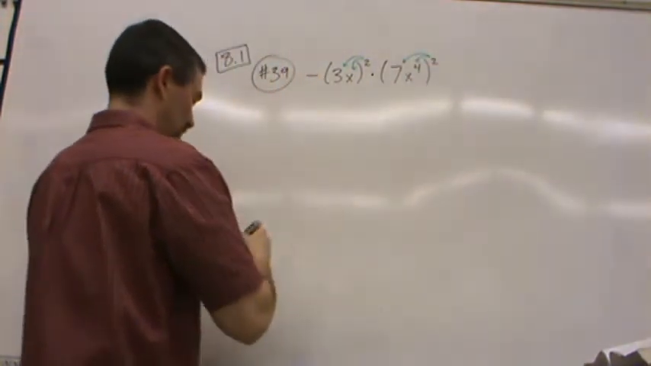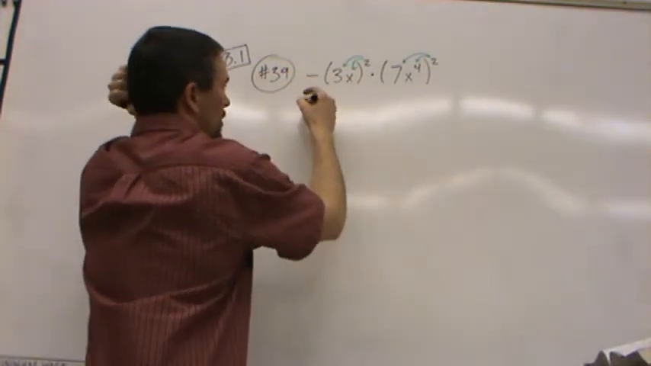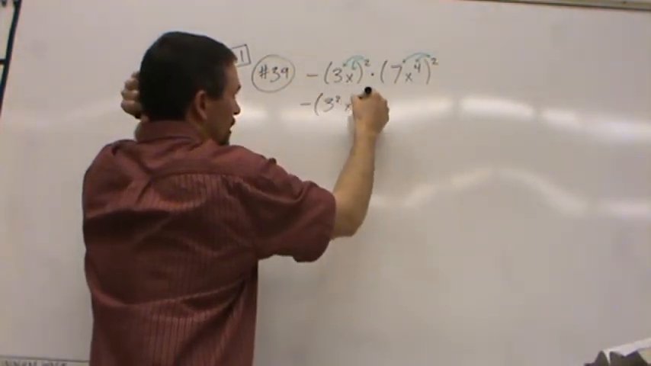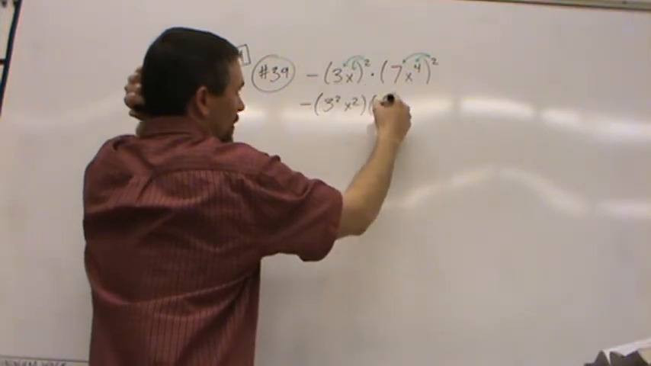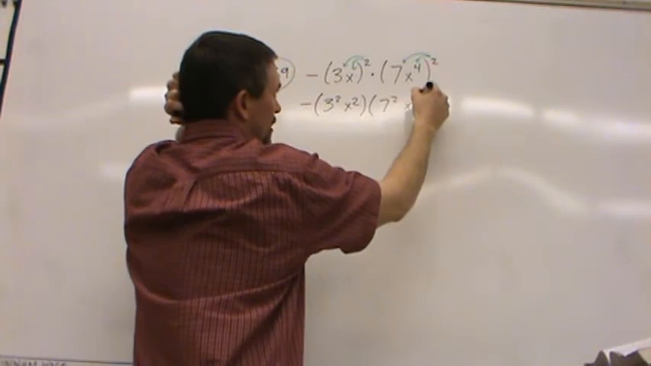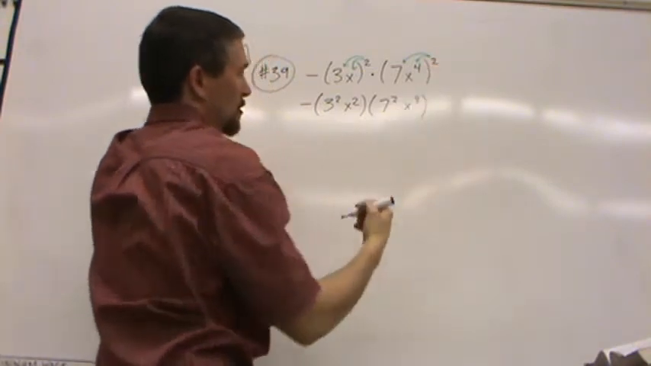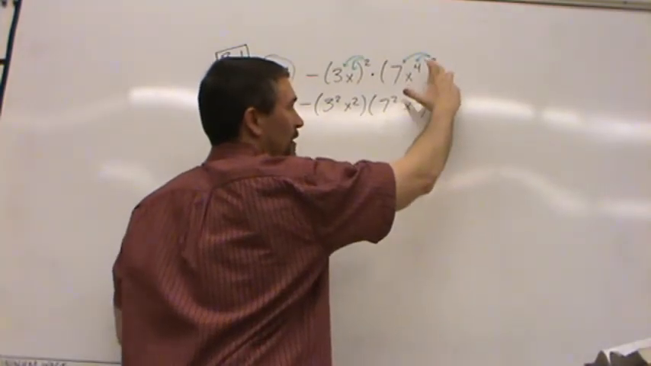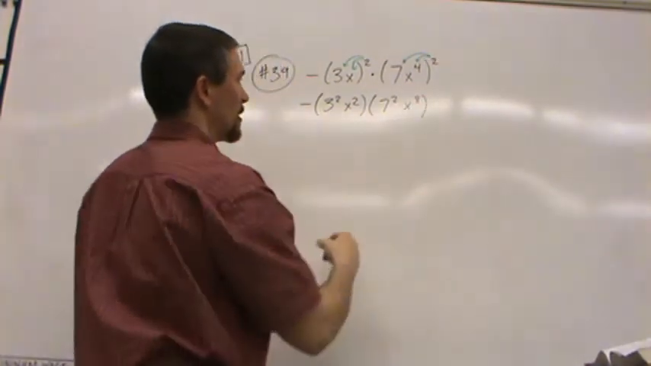So we end up with 3 squared x squared and 7 squared x to the 8th. Because you remember when we deal with powers, when you deal with them in this regard, you multiply them.